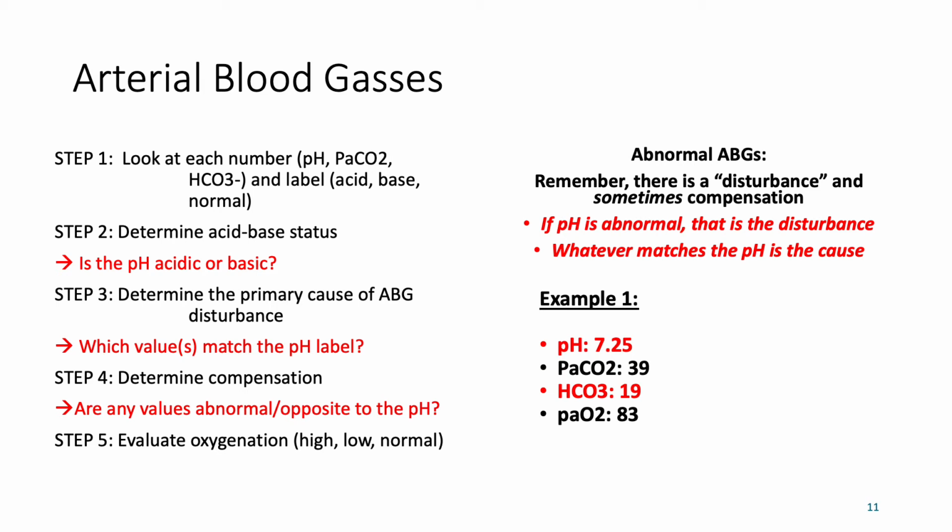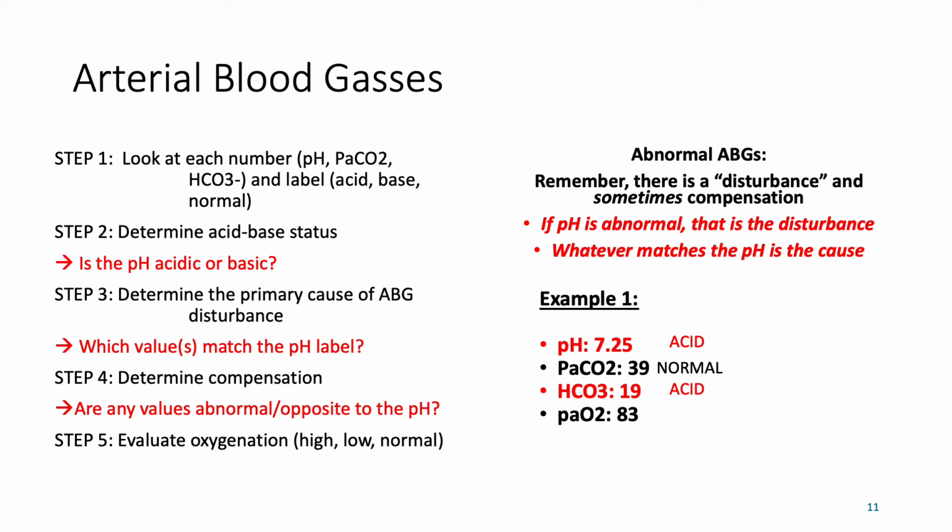Now I recommend pausing the presentation and seeing if you can walk yourself through this example on your own before you watch the explanation. So step 1, label each number. pH is acid because it's less than 7.35. CO2 of 39, it falls between 35 and 45, so I'm going to label that as normal. The bicarbonate is 19, which is low. Remember, normal is 22 to 26, so that's not enough bicarbonate, and low bicarbonate is low base, which is acidosis.